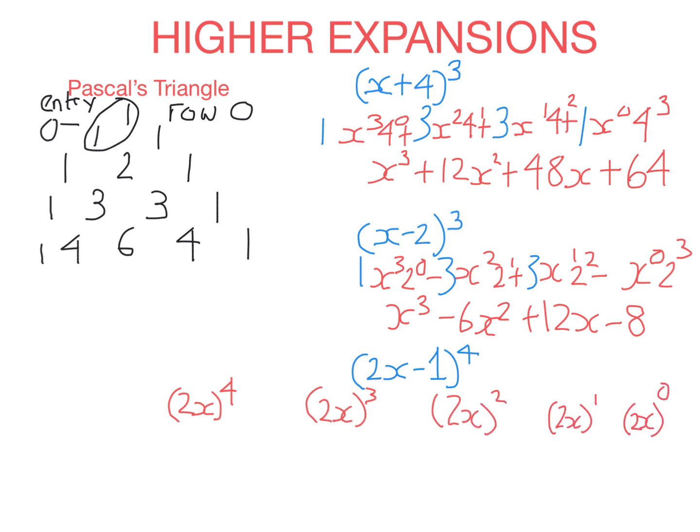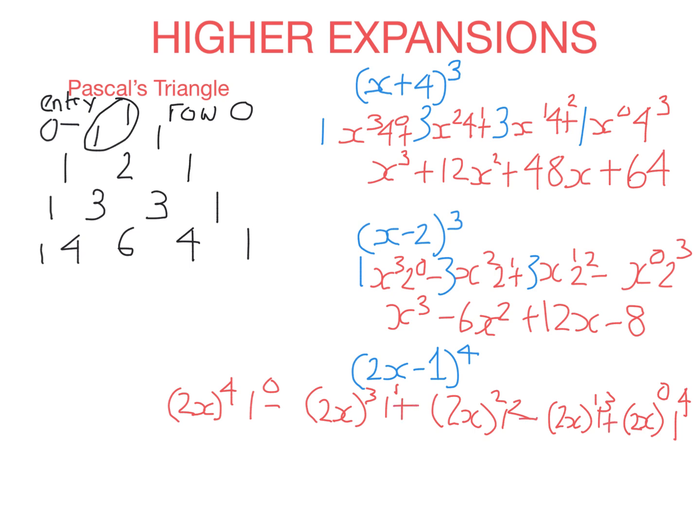And just like in the last one, I go 1 to the power of 4, 1 to the power of 3. I'm decreasing the power each time. So notice that in this one, the powers of each term always add to 4 because it was to the power of 4. Now, because there is a negative here, the first term is going to be positive. Every second term is going to be negative. So it goes negative, positive, negative, positive.